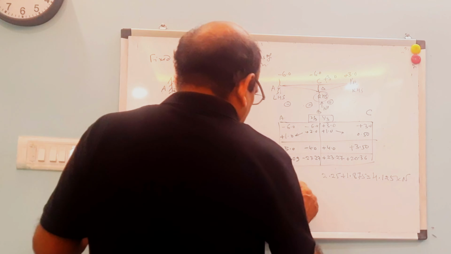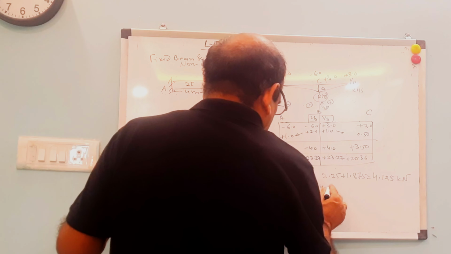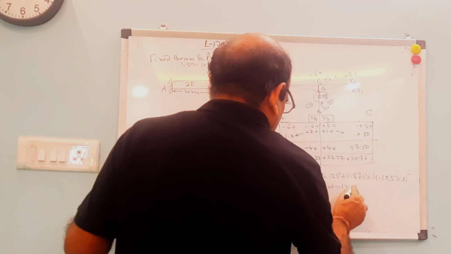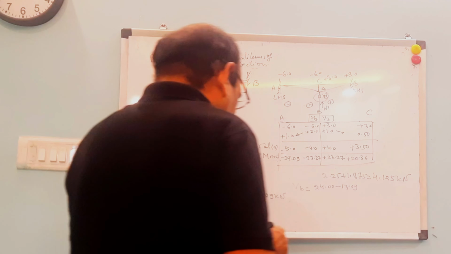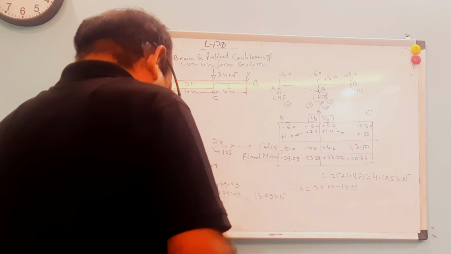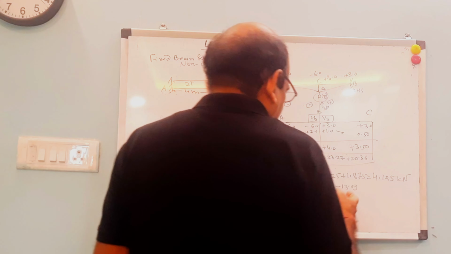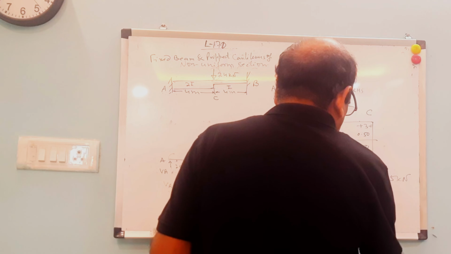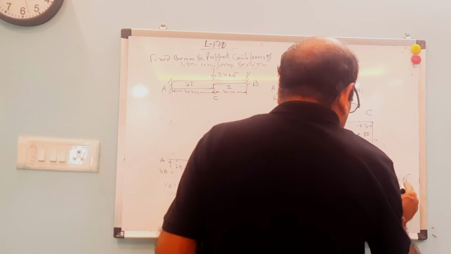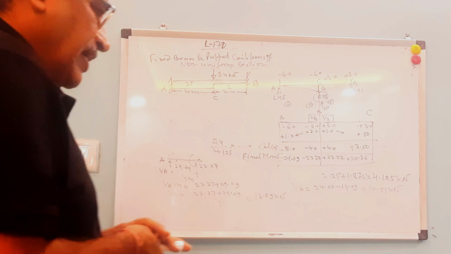So VB equals 24.0 minus 13.09. Although this moment is coming, your VB will be this much, minus 24. So we are getting 10.91. So these are the moments. These are the values we are getting like this.